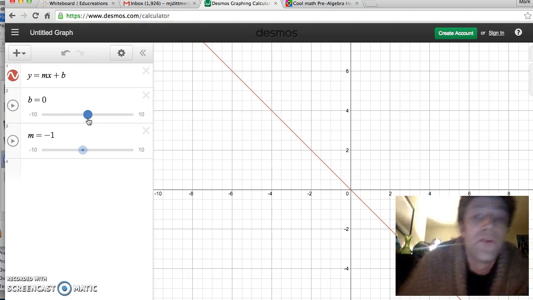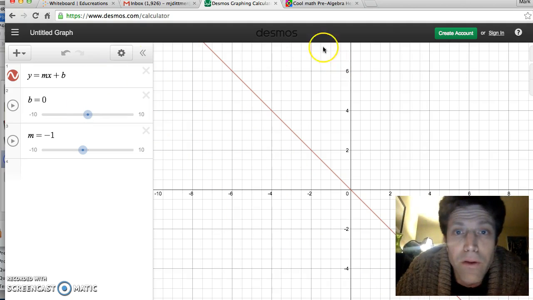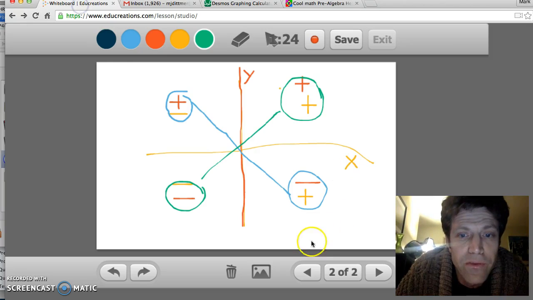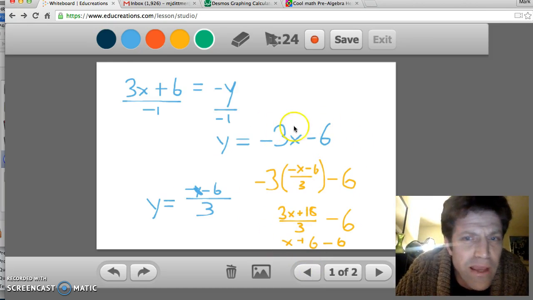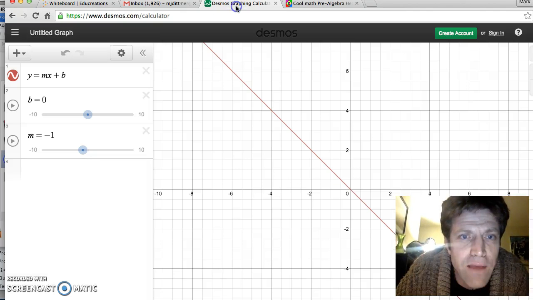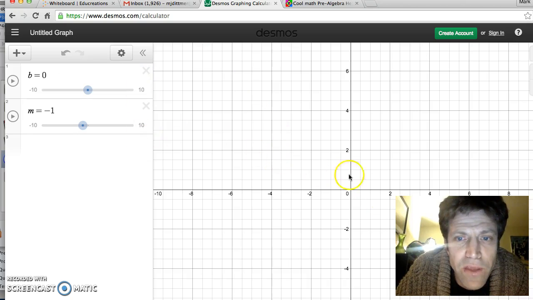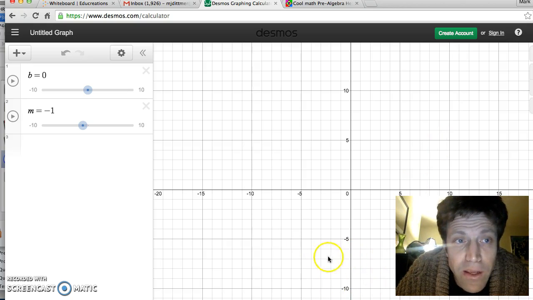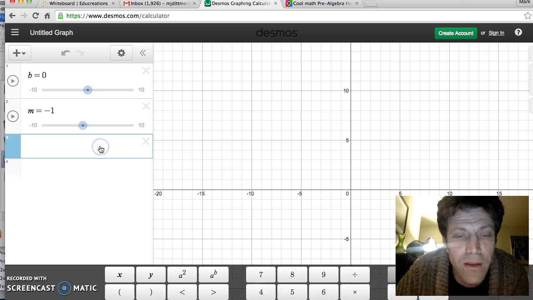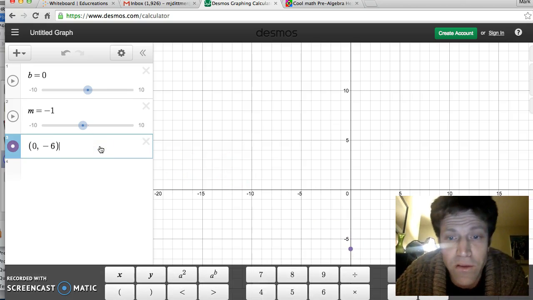All right, so what's our point? Why do we even start doing this? Because I think we wanted to graph this. So y equals -3x minus 6. If you didn't have this calculator to graph it, you would just say, okay, y equals -3x minus 6. That means I'm going to start at -6, and that's going to be my point right there. So I'll plot the point (0, -6).